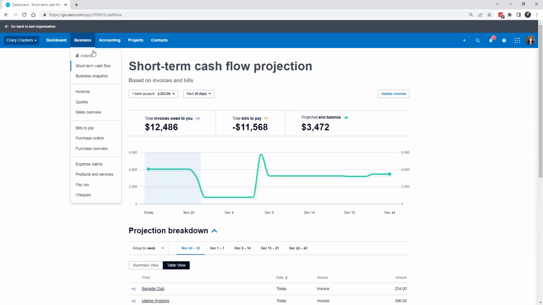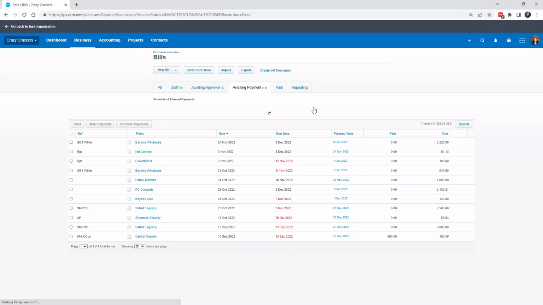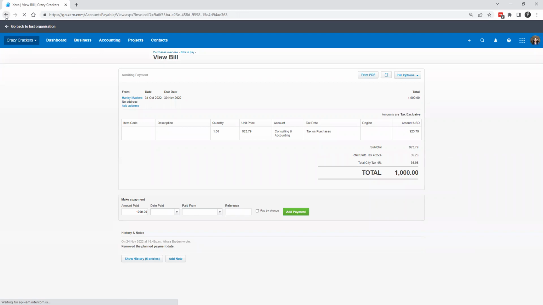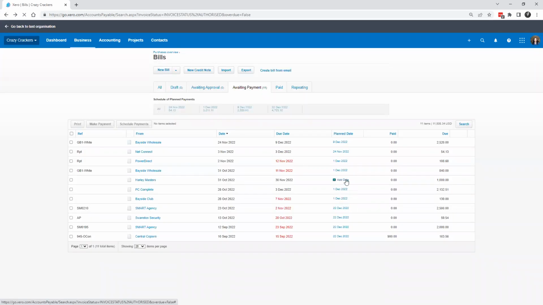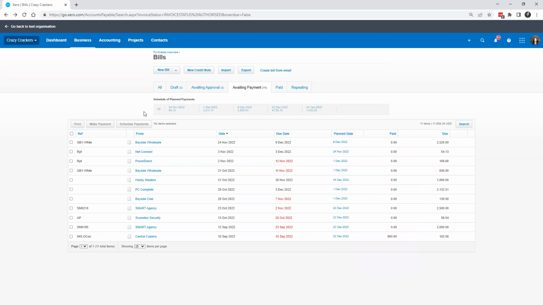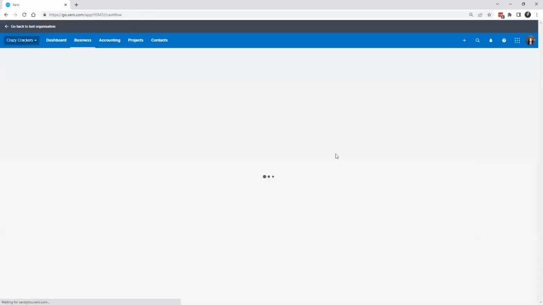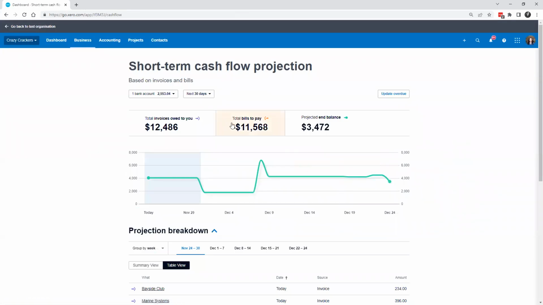If you even want to make this more comfortable, you can take a look at your bills and say, okay, I've talked with one supplier. He's actually okay with getting paid a little later because he knows I'm in a cash crunch. He's okay with not getting paid until I get paid on that one invoice in December. And so I can change that. Take a look at how that affects the short-term cash flow, and really use those planning tools in here.